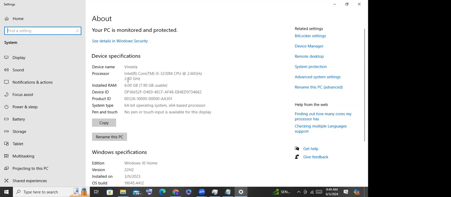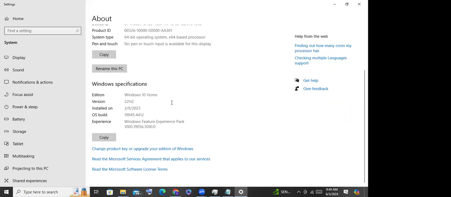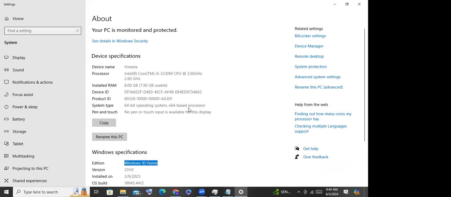For example, on my system, the processor is i5, running at 2.6 gigahertz. And what is the RAM that I have? I have 8 GB of RAM. And what is my operating system? Windows 10. So these are some of the properties.